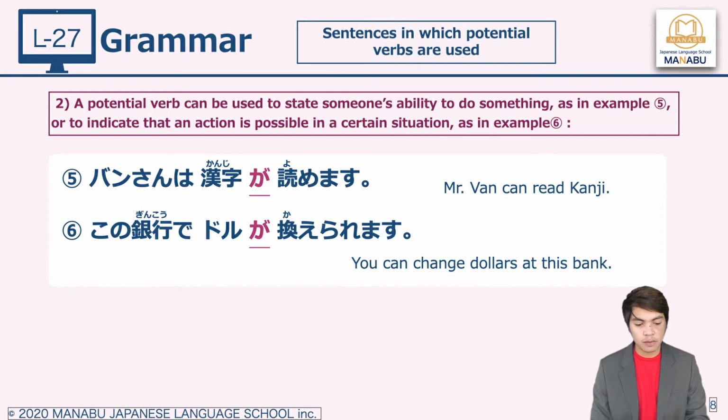Example number 6. Kono ginko de doru ga kaeraremasu. So, particle de, kono ginko de. Doru means dollar. Ga kaeraremasu, from the verb kaemasu, which means to change. So, doru o kaemasu, to change dollars. Doru ga kaeraremasu. This is indicating that an action is possible. So, you can change dollars here, or changing dollars in this bank is possible.